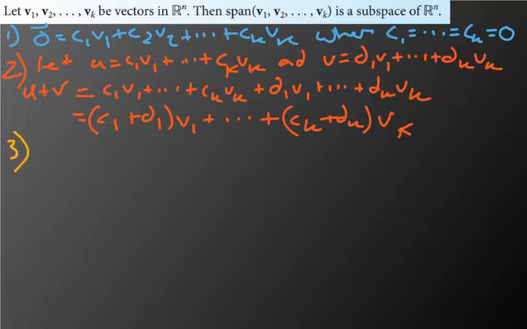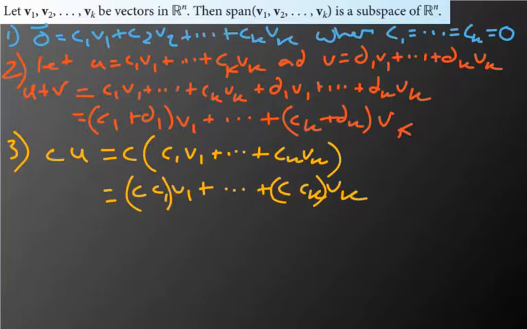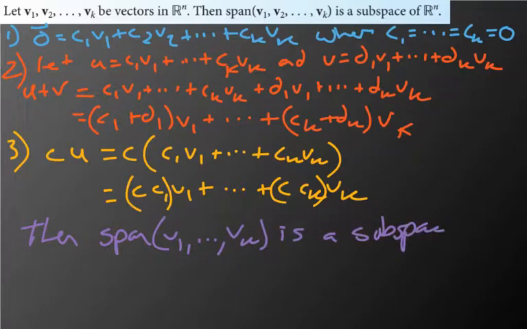And then for scalars, just note that C times U would equal that thing, which if you distribute, you would get that. And the idea again is the same. Now this is the span of these vectors, and you're just saying the constants are something a little different. But this shows that C times U is in the span of V1, V2, V3, up to Vk. So since we showed the 3 properties, then truly the span of an arbitrarily large set is a subspace of Rn.